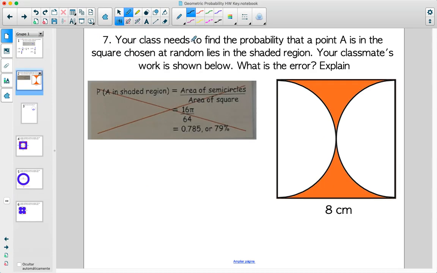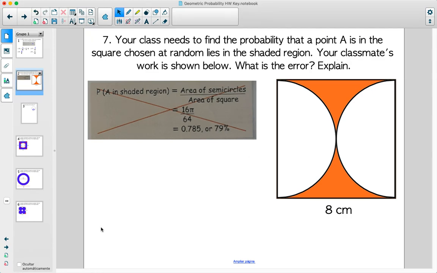Next one, number 7. Your class needs to find the probability that a point A in the square, chosen at random, lies in the shaded region. So what it's asking for is, what is the probability that a point is in the shaded orange region versus being in the white semicircle here, or this other semicircle? Your classmate's work is shown below. What is the error? Please explain. Okay, so let's see what the error is.